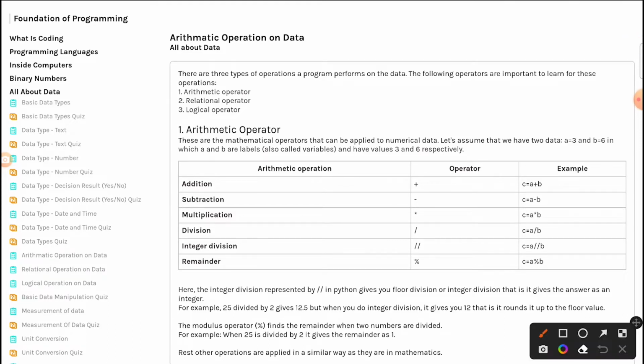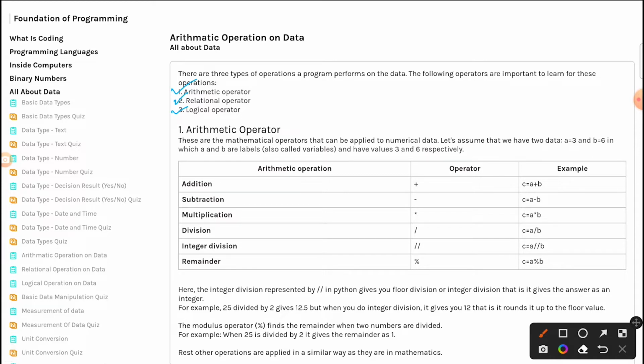There are three types of operations a program performs on the data. And those three are: first, arithmetic operator, second is relational operator, and third is logical operator. In the next two sessions, I'm going to cover relational operator as well as logical operator. In this class, let's focus on arithmetic operator.